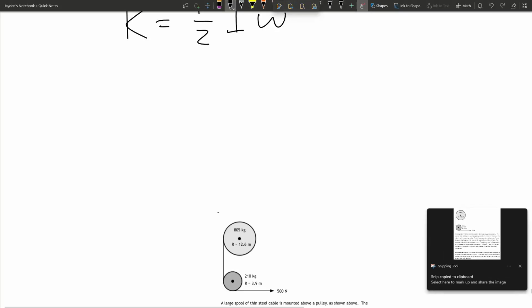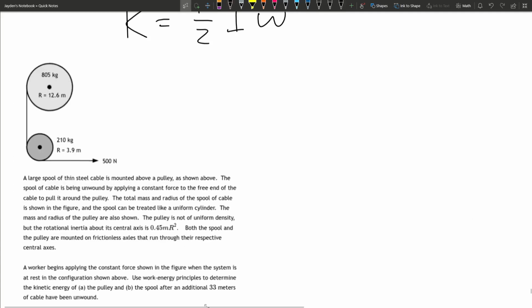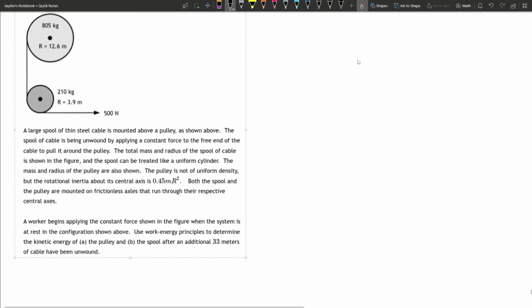Okay, so we have a system right here where there's a spool and it's letting out string, and then there's a force that's pulling on the string or steel cable, and there's a constant force that's pretty important, and we know the masses and the radius of each of them, as well as the moment of inertia for the pulley because it's not uniform.